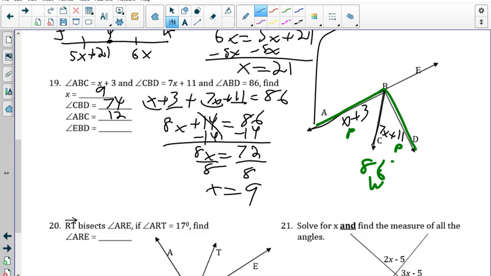Now, it says EBD. We haven't even messed with this over here. Okay? So what do we do? Well, let's think. This is a straight line. If we know that this over here is 86, this is going to be 180 minus 86. So 180 minus 80 is 100. Minus 6 is 94.